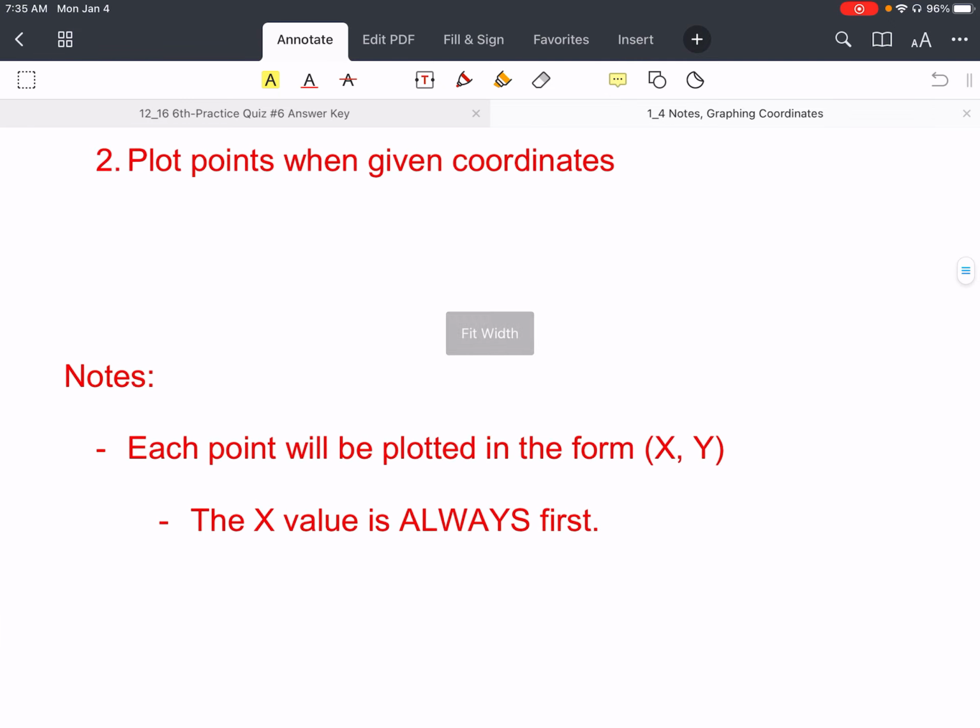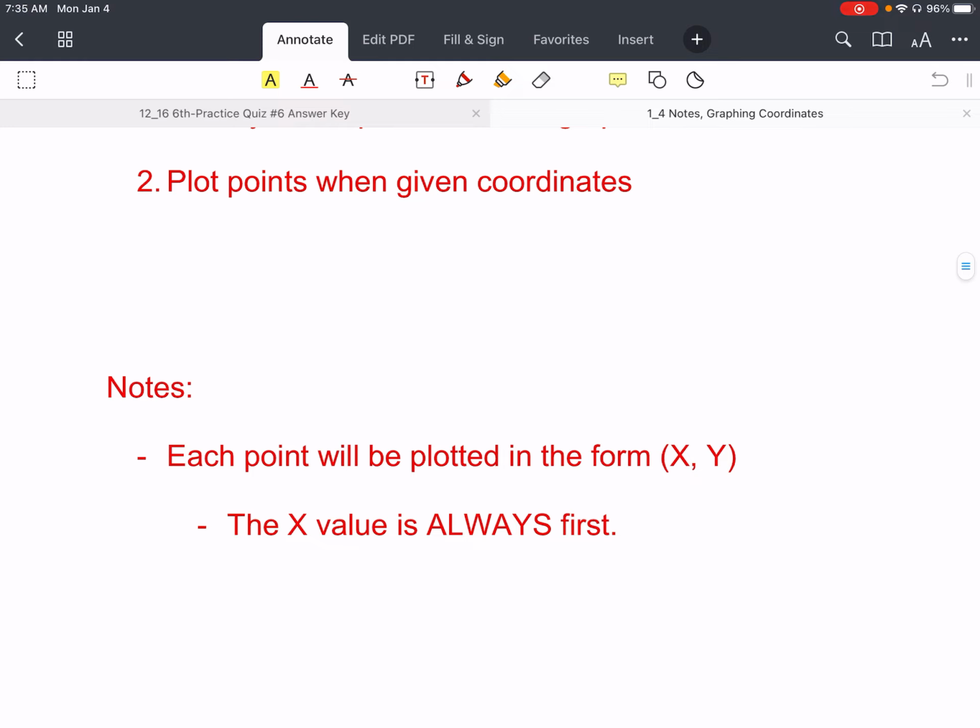So, our quick set of notes for us to remember is that each point will be plotted in the form x, comma, y. And the x value is always first. And that's something that is never going to change, as long as you are doing math and graphing points. So they're always going to give you two numbers, and the first number is going to be the x value, and the second number will be the y value. So that's always going to be x, comma, y.